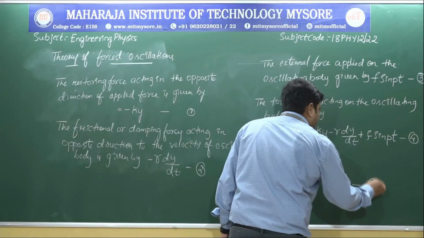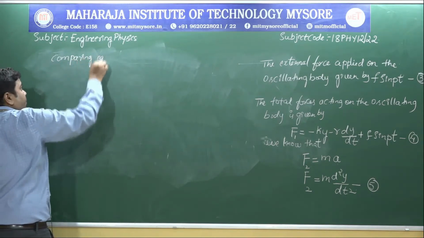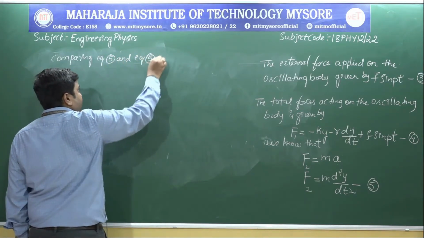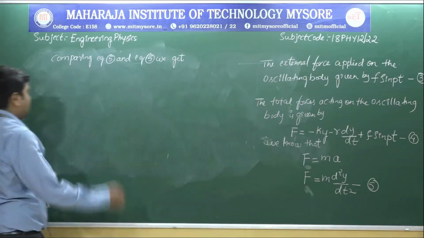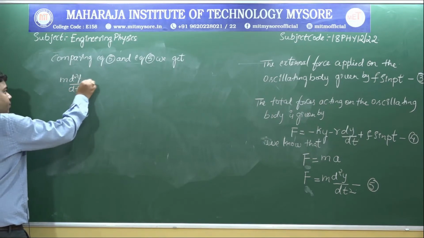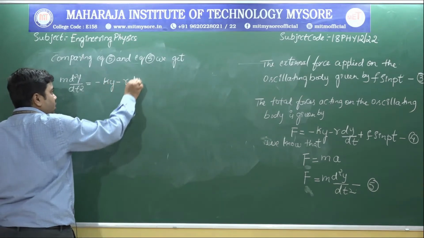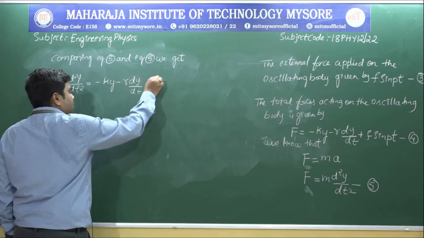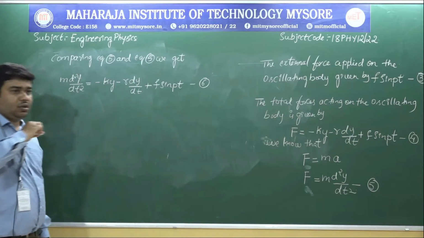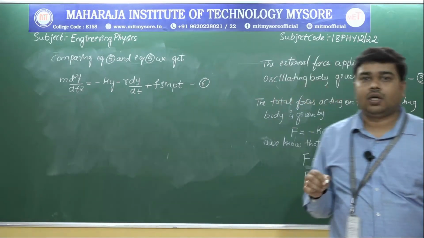So comparing equation 4 and equation 5, m into d square y by dt square is equal to minus k into y minus r into dy by dt plus f sin pt. We will call this equation 6. Now again this has to be arranged in order to get the differential form of this equation.